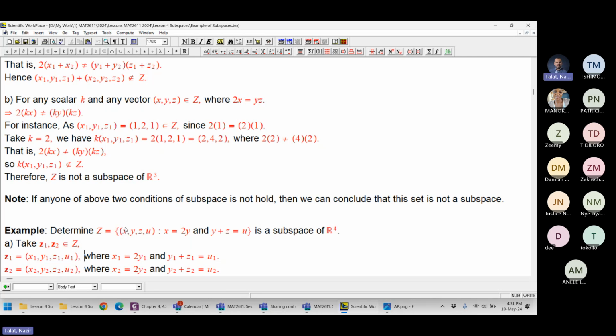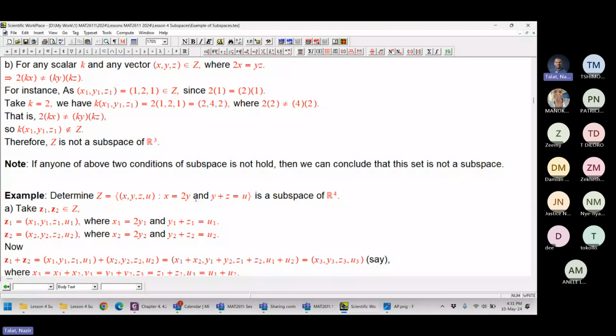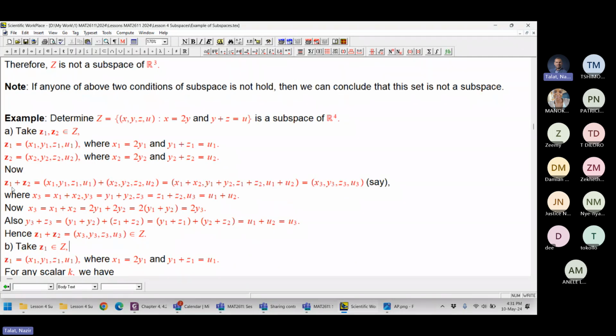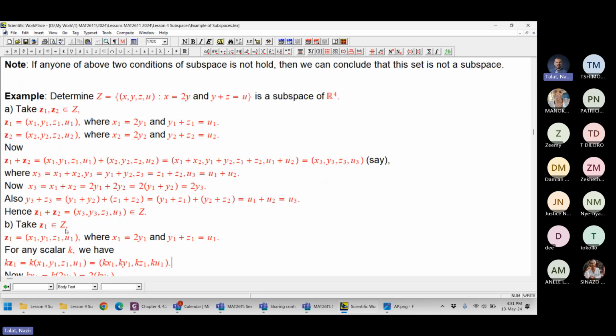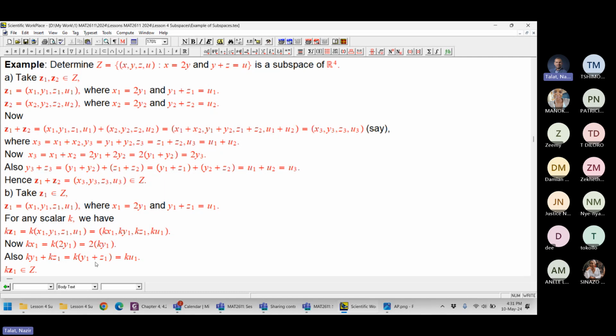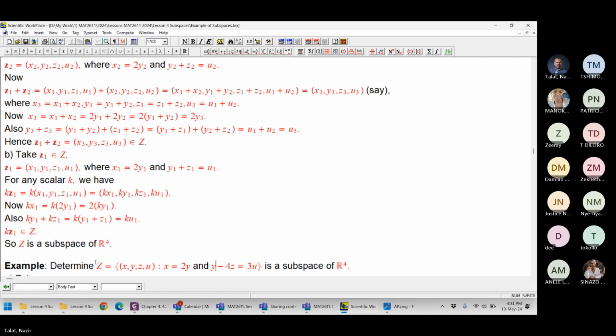Again, this is another form of a set, like x equal to 2y and y plus z is equal to 2. The example is available over here, and one can easily check that this set is a subspace, because the sum of two vectors belongs to the set Z. And if you take any z1 belonging to Z, then k times z is also in Z. Hence, such a set Z is a subspace of R4, because it contains elements of R4.